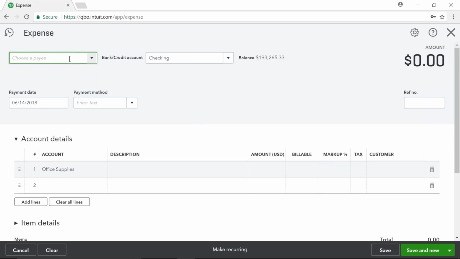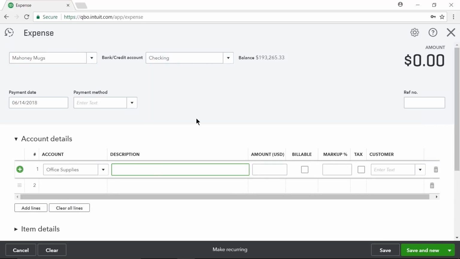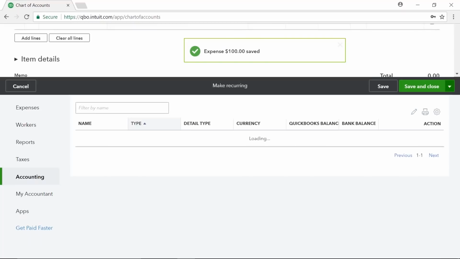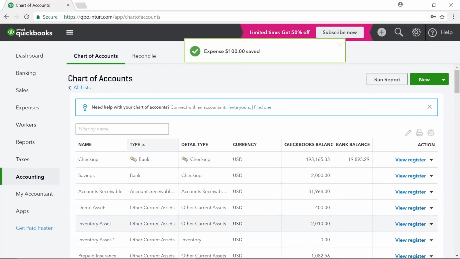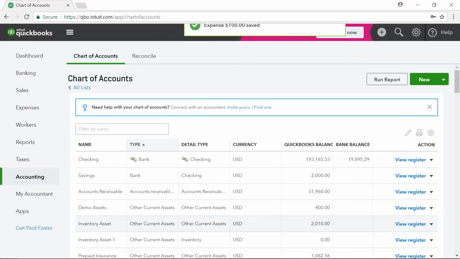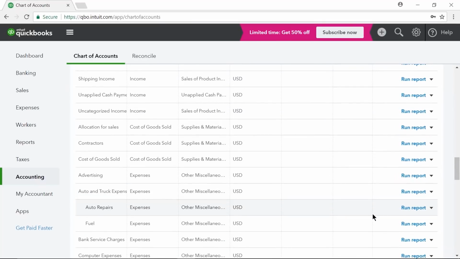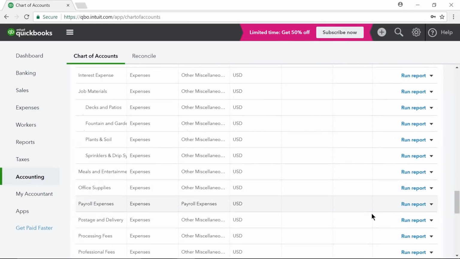So right here, I'll put in my payee, which will be Mahoney's Mugs. And then for the description, we'll enter bought new mugs for the office. And then in the amount field, we'll enter how much money we spent. So maybe we spent $100 on office supplies. And now I'll just record this transaction. And as I do so, the balance for my checking account is going to go down by $100. And if I scroll down to office supplies, we'll go check that one out too.